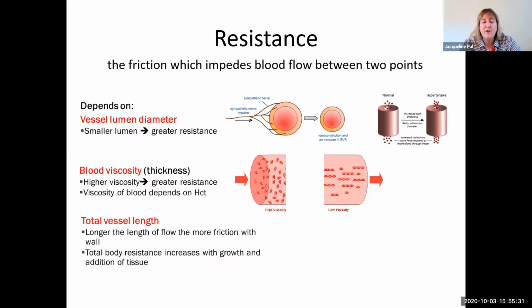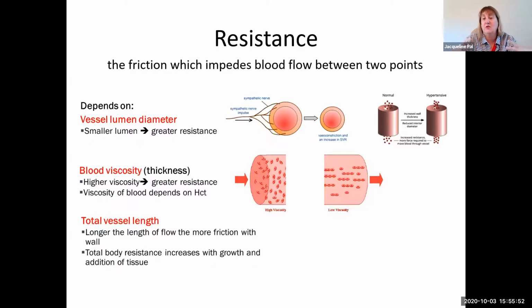And then the third factor has to do with the total blood vessel length. That is just a matter of the time that the blood is in contact with the blood vessel wall. And so the blood vessel has more of an impact on it. So as you grow, your blood vessels grow longer.